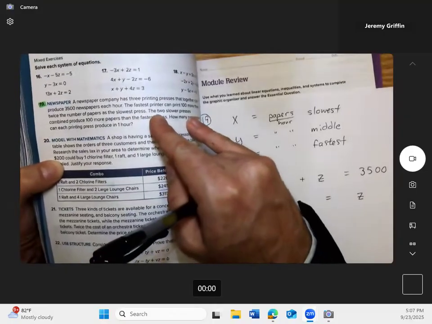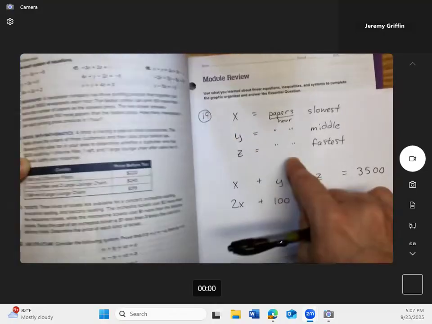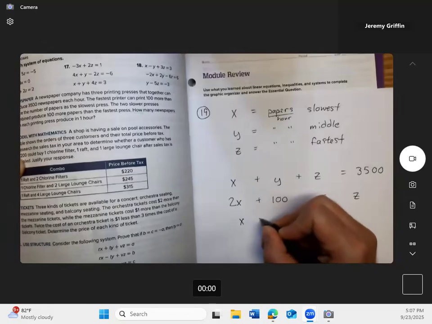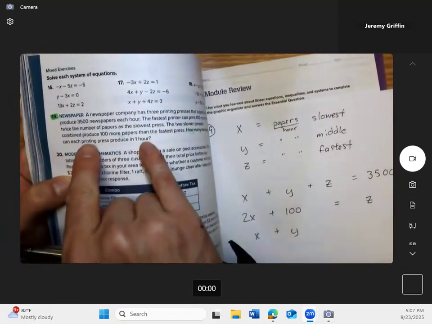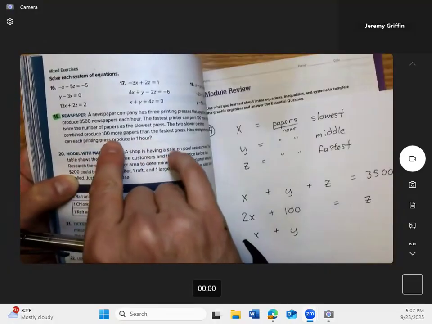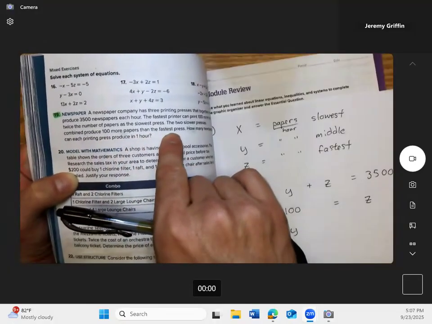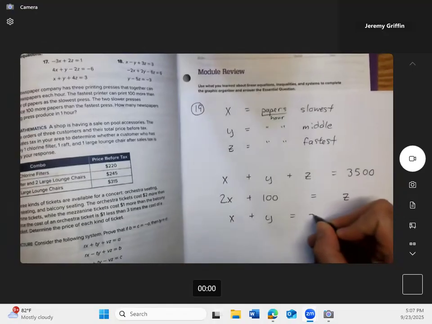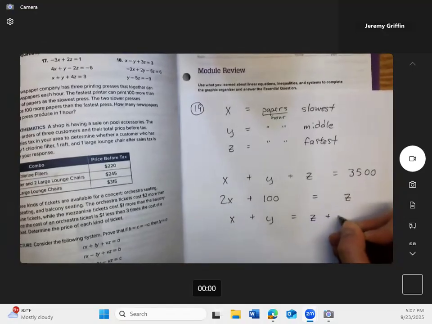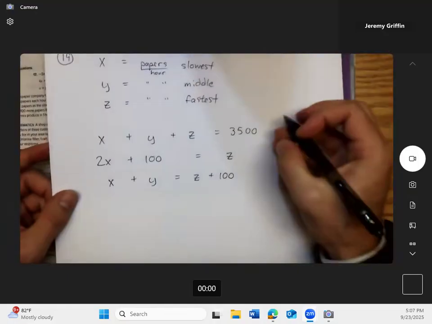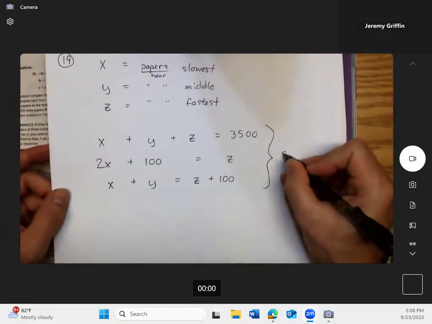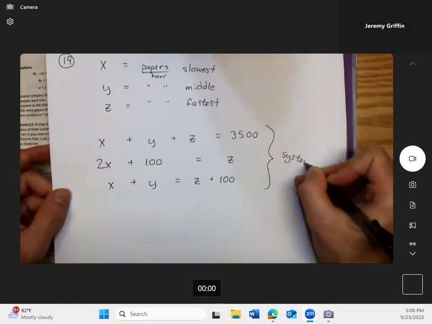The two slower presses combined, now the slowest ones is x plus y. So x plus y combined, that's x and y combined. What does it say about x and y combined? Can produce 100 more papers than the fastest press. So that's equal to whatever the fastest press did. If you add 100 to that, that's the two slowest combined. Yeah, so that right there is my system. There's my system.